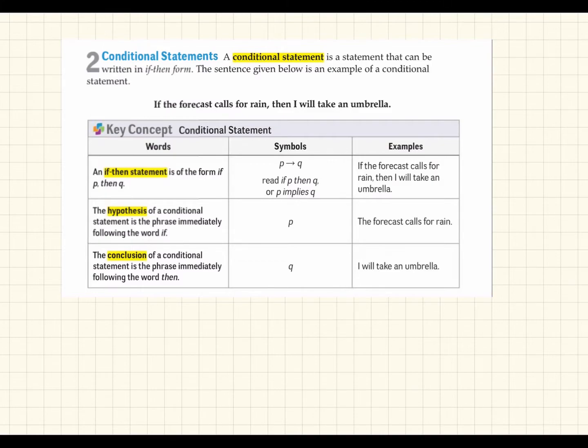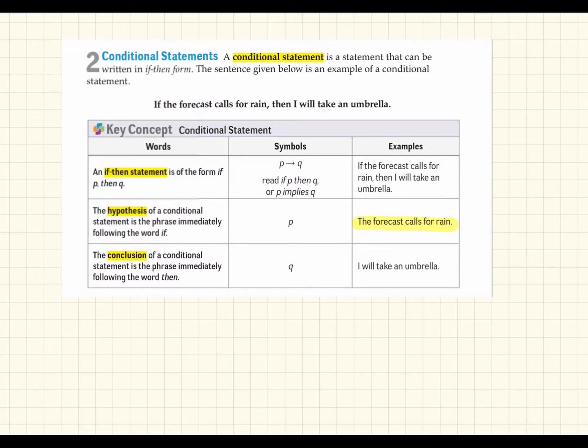My first statement, P, is the forecast calls for rain. That first part, that almost question, if you will, is called the hypothesis. The hypothesis is the part of a conditional statement that sets the rule for whether or not we're going to do something, depending on the truth value. So we say, if the forecast calls for rain, that's my hypothesis.